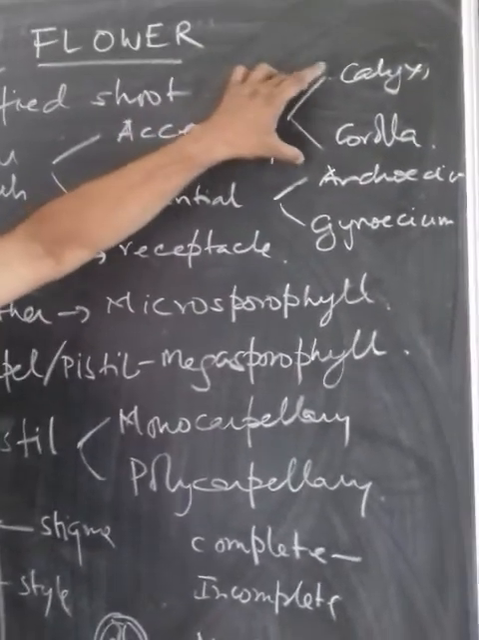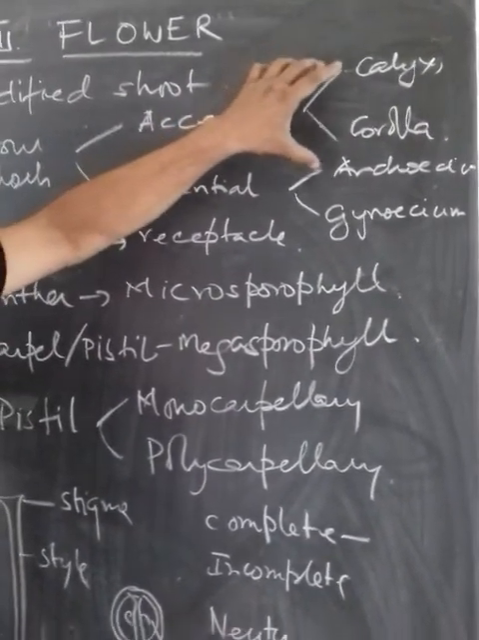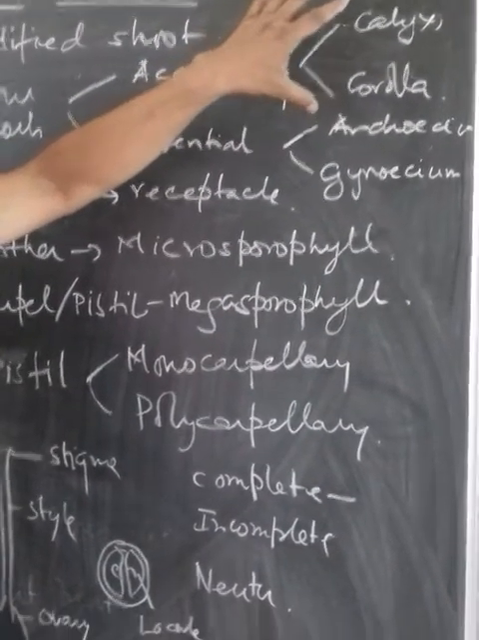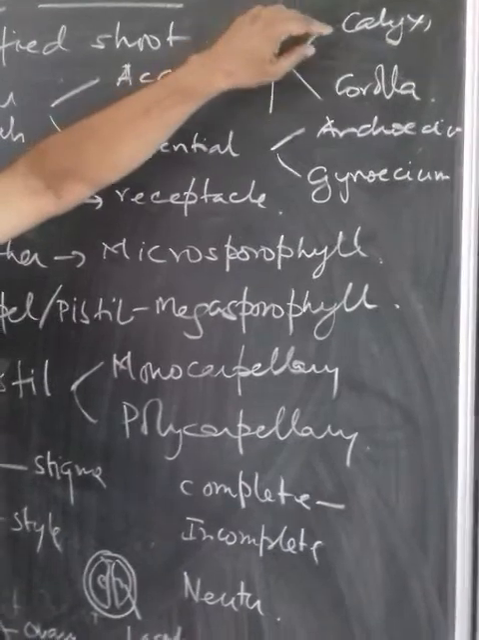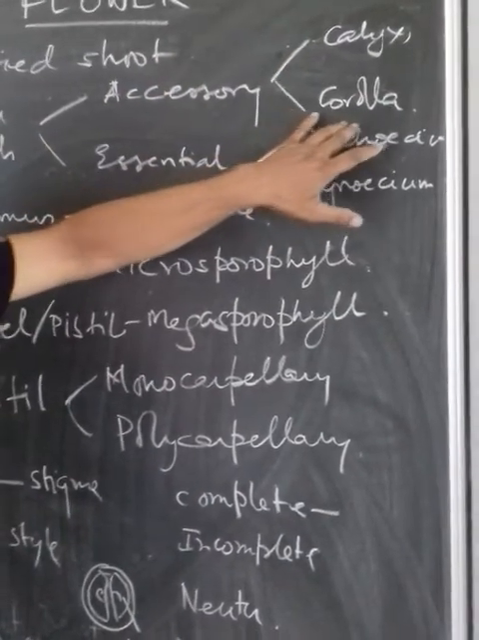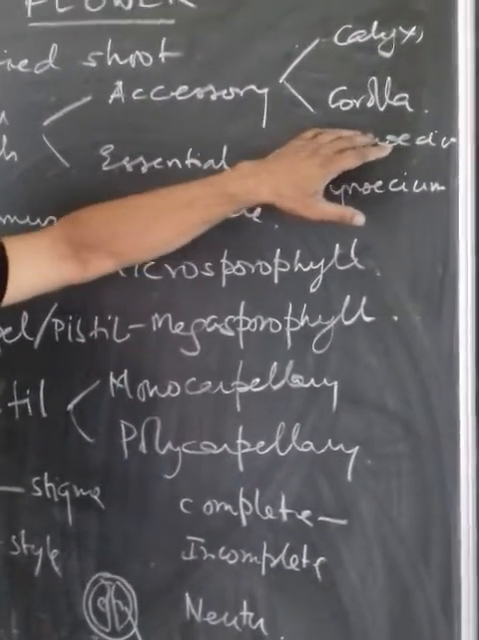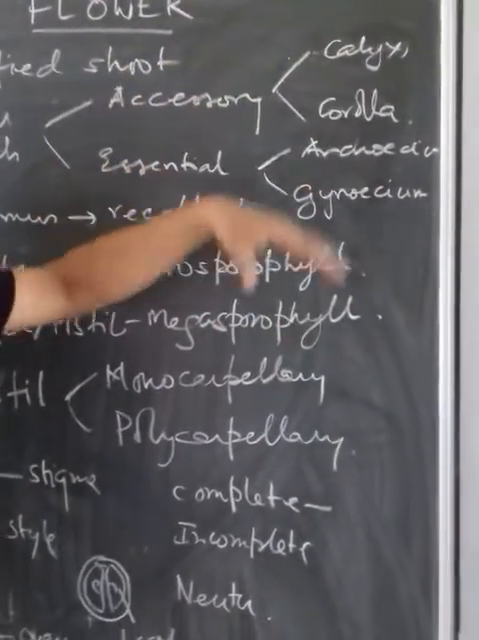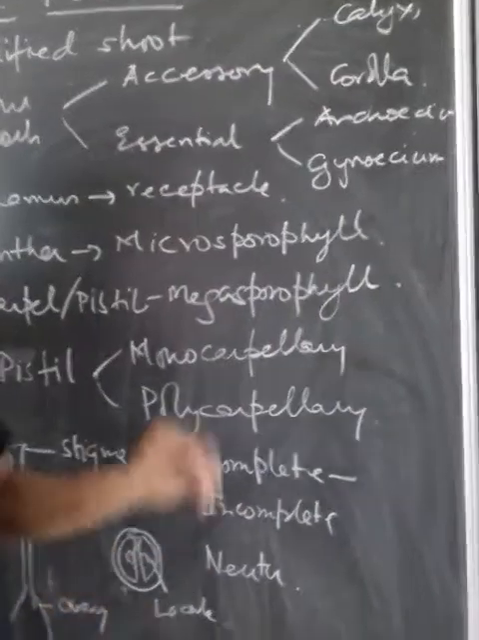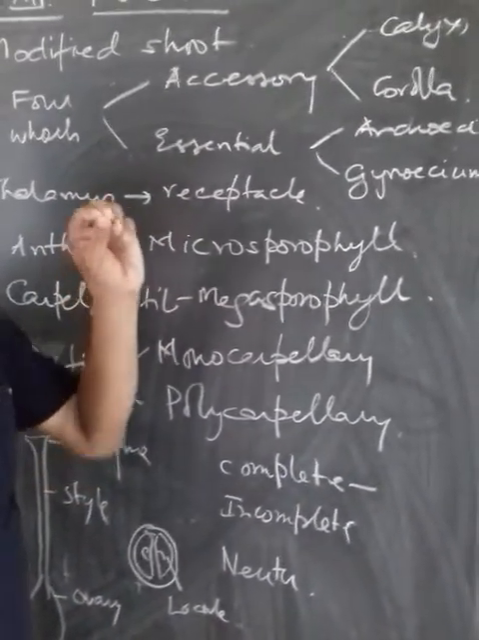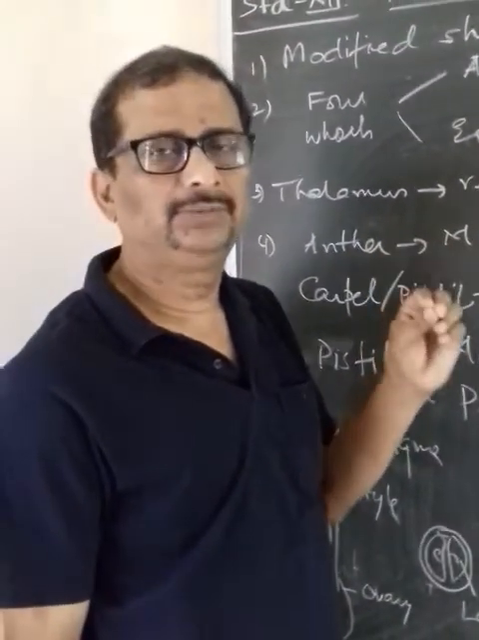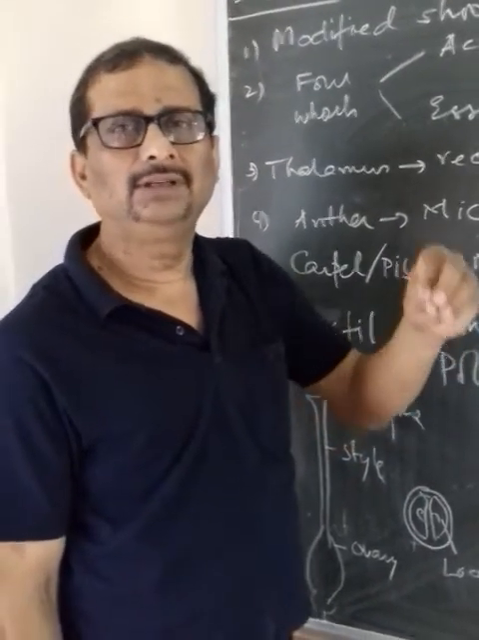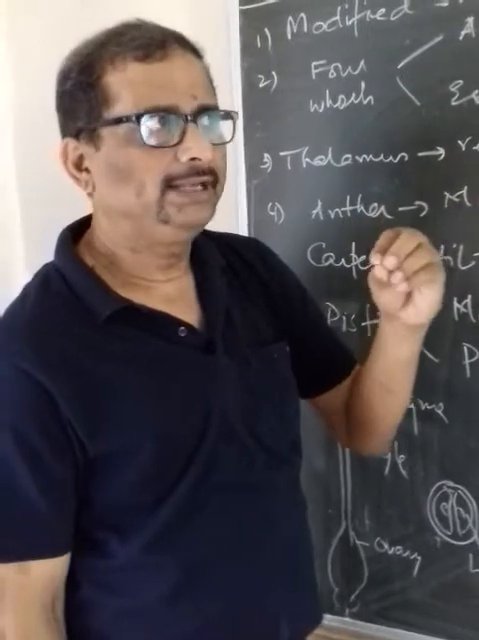Among these, the calyx and corolla are called the non-essential or the accessory whorls because they do not directly take part in reproduction. Calyx helps in photosynthesis and protection of the inner whorls in the bud condition. Corolla is colorful in many cases, and its function is mainly attracting insects. Sometimes we use a term called perianth. If the calyx and corolla are indistinguishable, you cannot tell whether it is definitely a calyx or corolla, then we call this perianth.